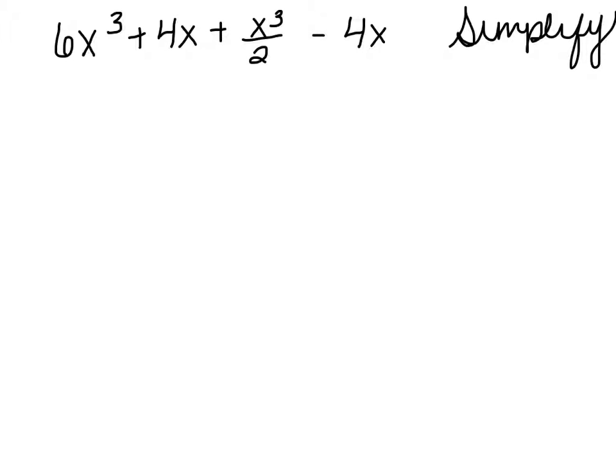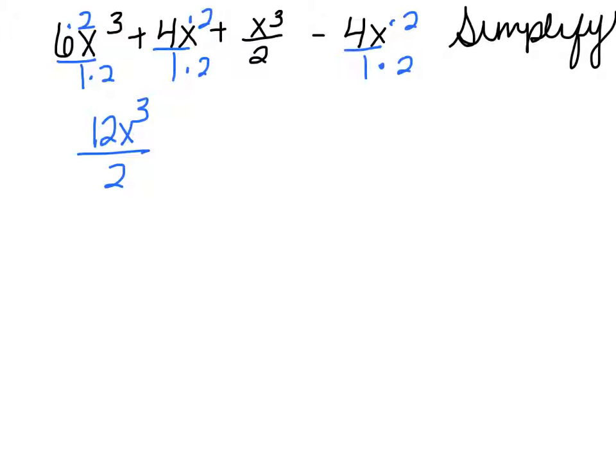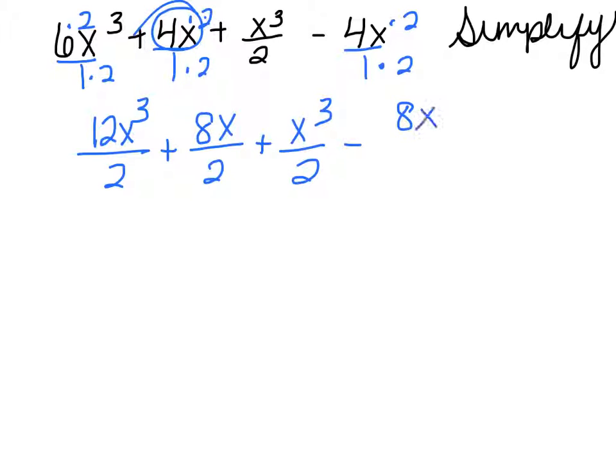The next problem here, what I'm looking at right now is I have a 1 here. Well, if I want them to be the same denominator, then these all need to be a 2. Well, I can't just multiply the bottom without multiplying the top. So when I simplify this down, I have 12x to the third over 2. Plus 2 times 4 is 8x over 2. And notice 8 divided by 2 gives you that original 4. Plus x to the third over 2 minus 4 times 2, which is 8x over 2.